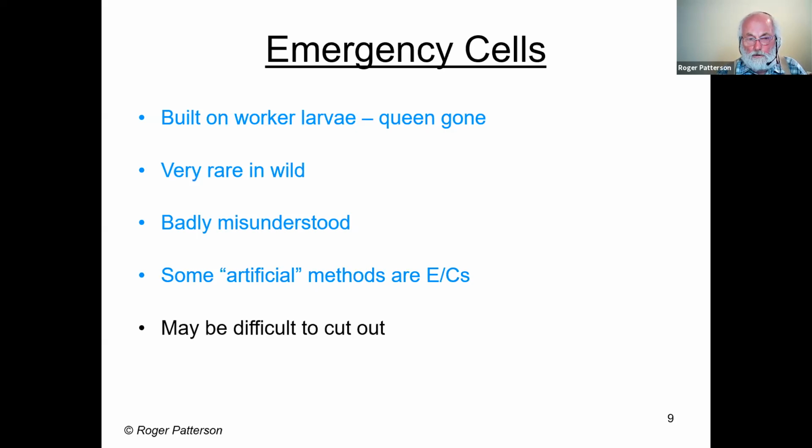Now, they may be difficult to cut out because they very often come from the midrib. But in a normal colony, you'll probably get 2, 3, 4 that you could use. And if it really is a problem, then just use the comb or the frame with the queen cells on.